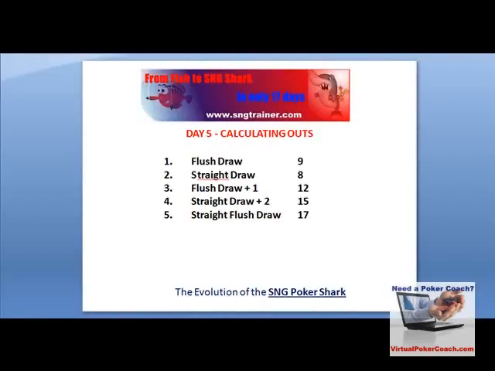So let's look back over here. I mentioned on a flush draw, you have 9 outs. So that's one you want to keep up. It's very easy to calculate, and once you get more practice, it's going to come to you very naturally. You just count how many cards are left in the deck that you need.